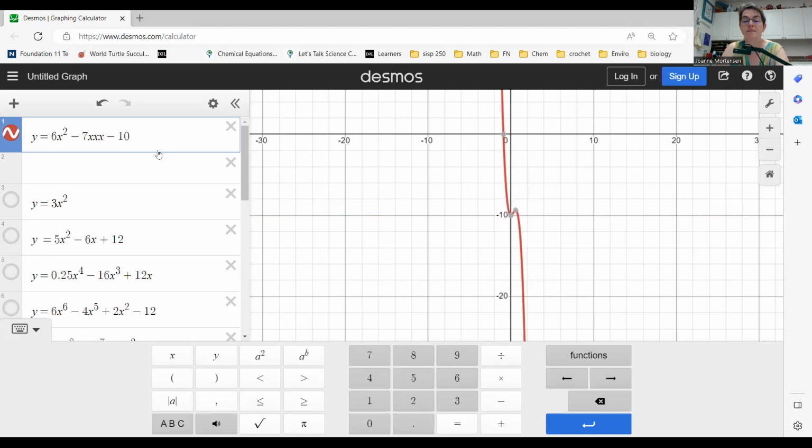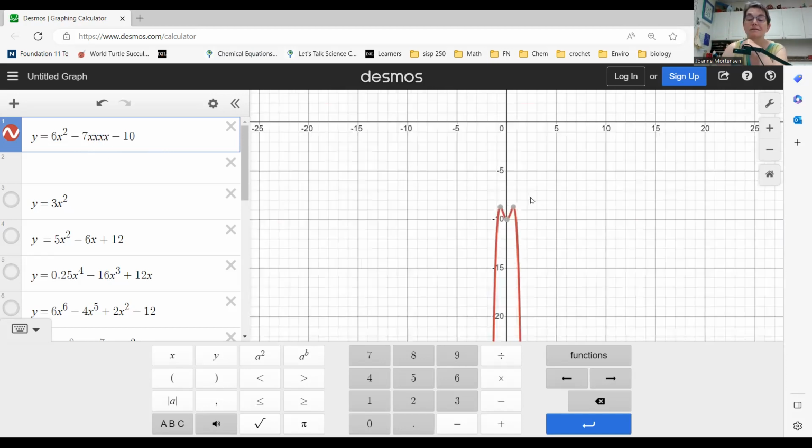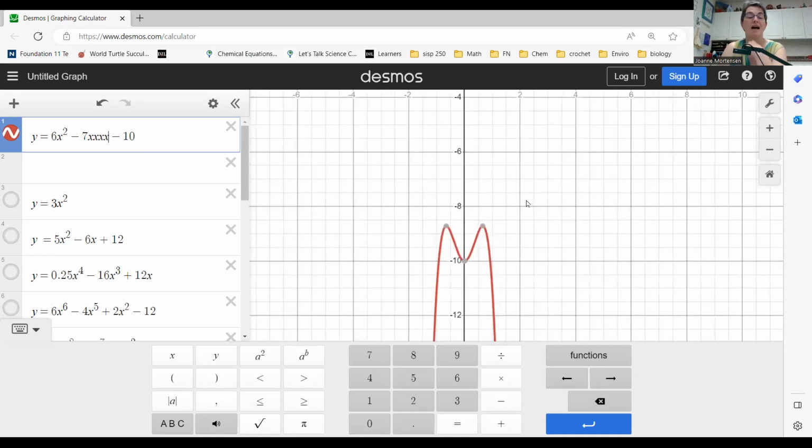But hey, that one's cool. If we count here, there's 1, 2, 3, 4. So this is x to the 4th. So that's my leading term. And it's negative, so it opens downwards. I've made myself a McDonald's sign. I'm so pleased with myself. Okay, enough playing.